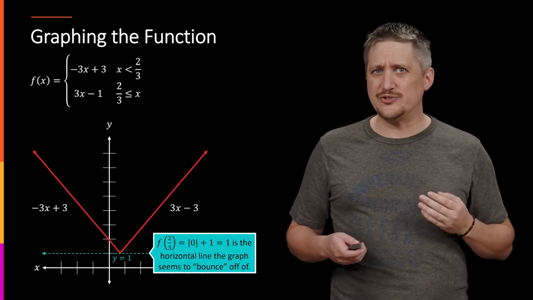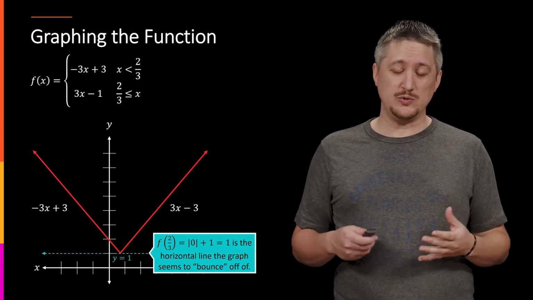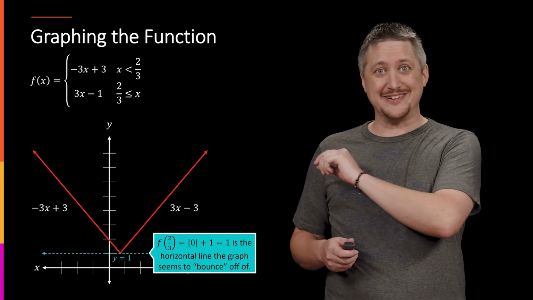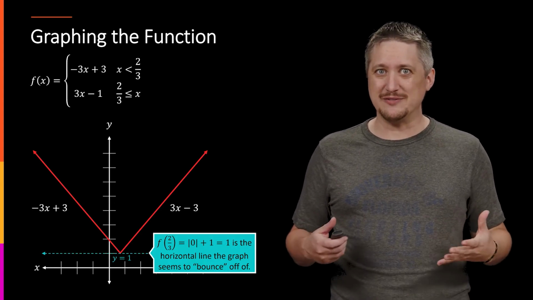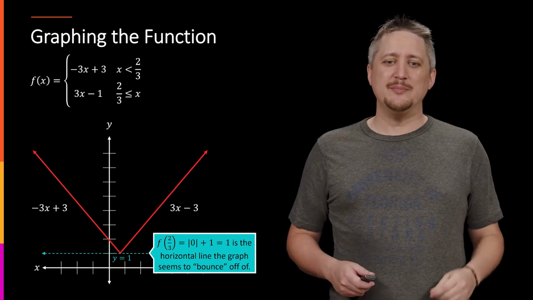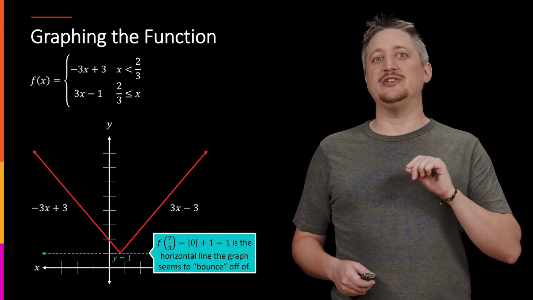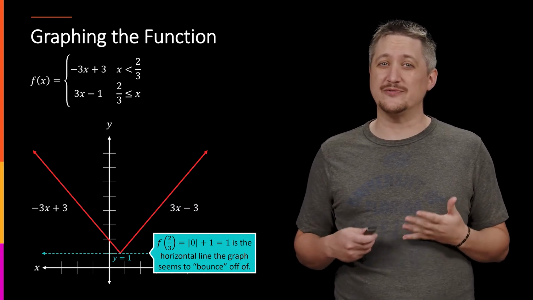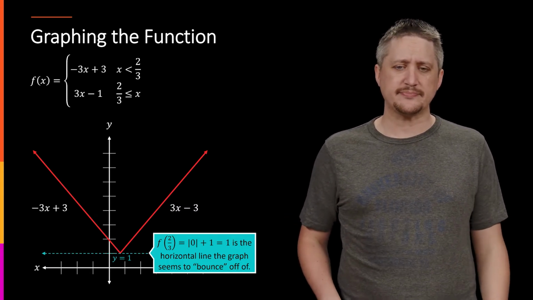Now, depending on the nature of the function inside the absolute value, it may bounce off in weird ways. It may look like it's skipping like a rock on a pond, for example, if you have a high degree polynomial or whatever. But it does give this sharp change in direction most often. And this is actually important to notice for calculus moving forward.